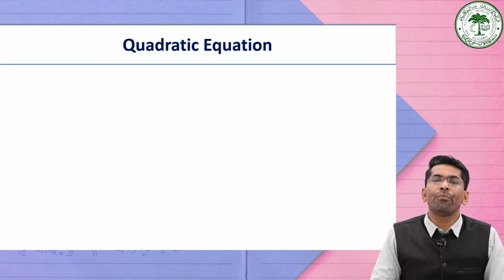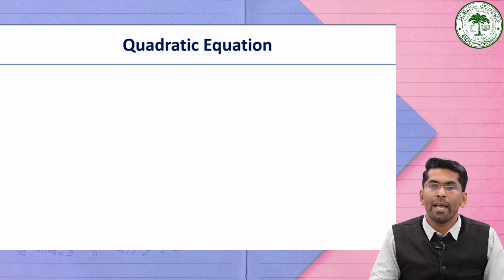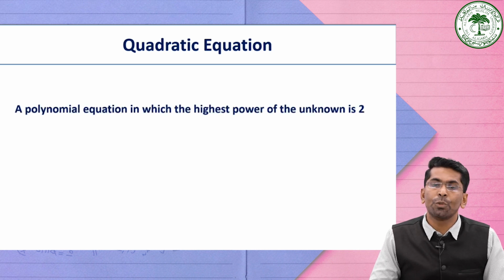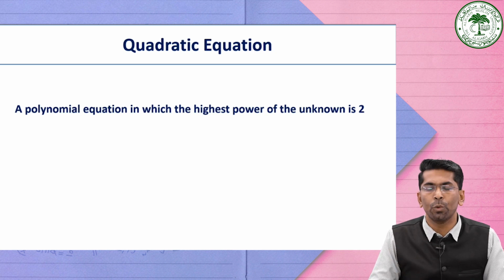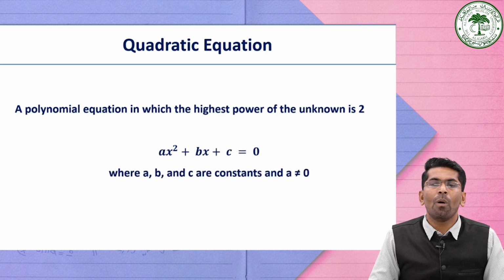We have already defined the quadratic equation as an equation in which the highest power of the unknown variable x is 2, or it is a second degree polynomial equation, meaning the highest power of the variable is 2. So the general form of a quadratic equation is ax square plus bx plus c is equal to 0, where a, b, c are constants, where a is not equal to 0.